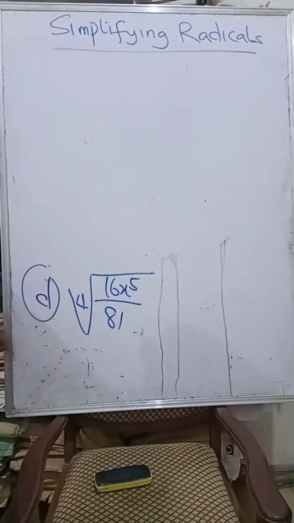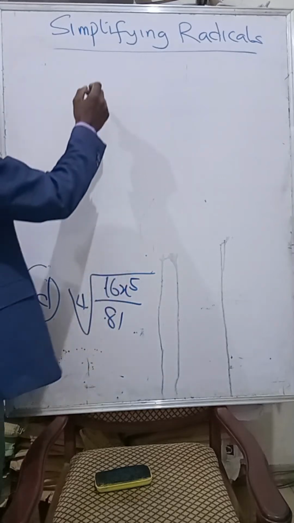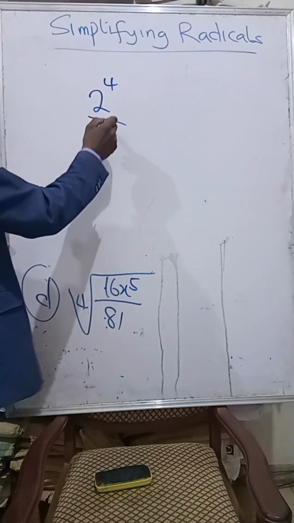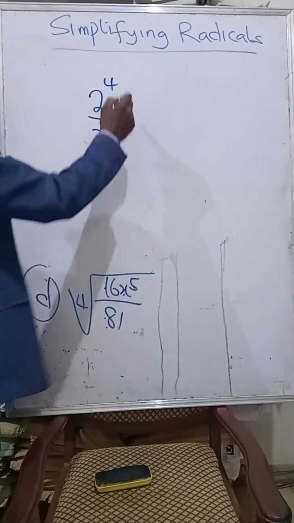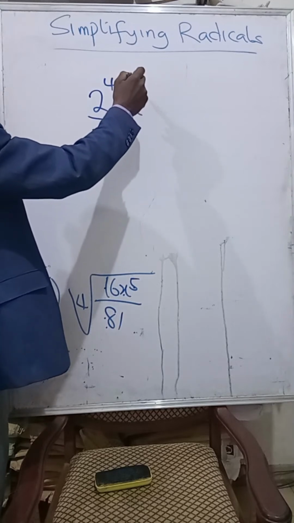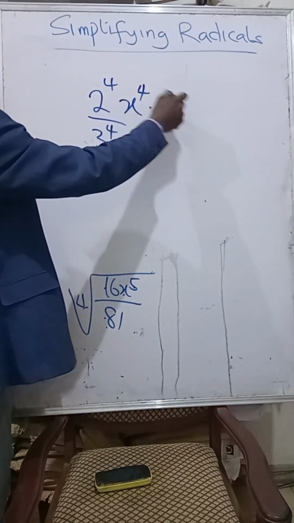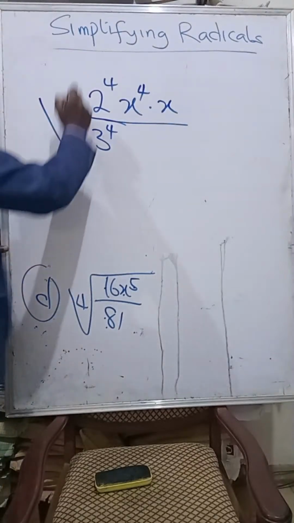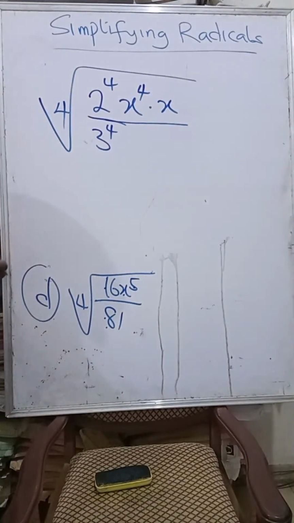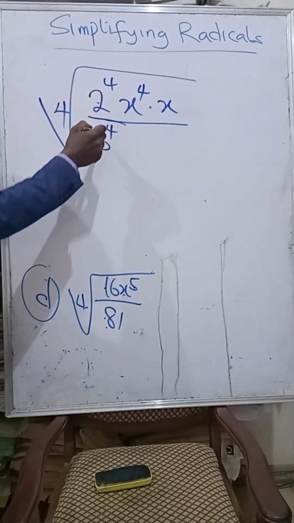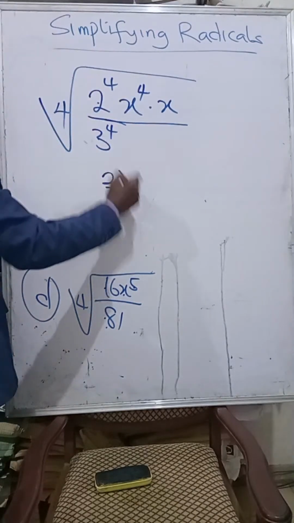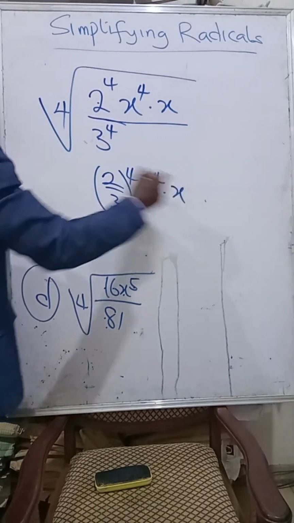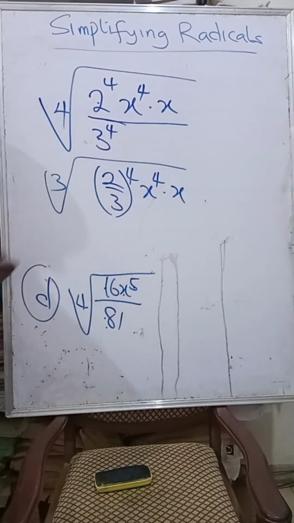This is 4 here. So 16 could be 2 to the power 4. 81 also, that'll be 3 to the power 4. And then x to the power 5, we can split into 2 parts. One will be 4, and then another one here. Then don't forget your fourth roots. You can combine these 2 and 3 together. That'll be 2 by 3 to the power 4. And then x to the 4 times x. So that's what we have.